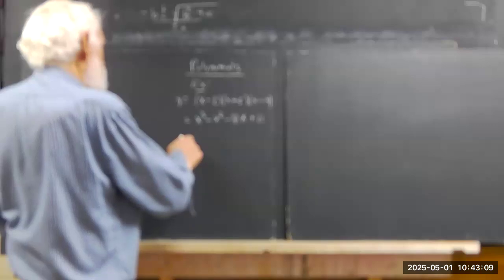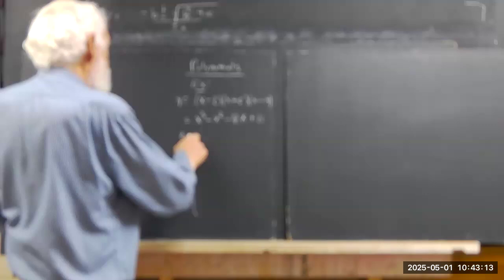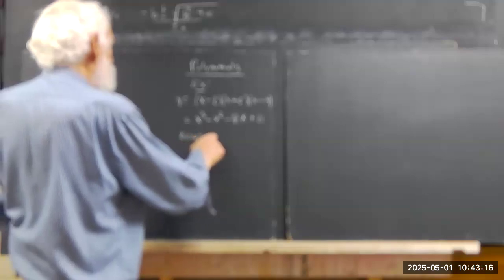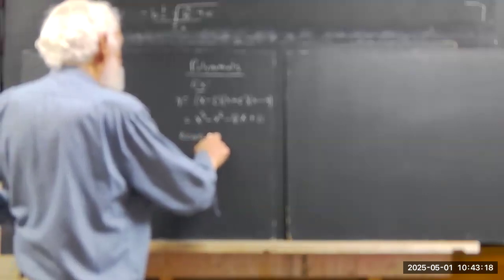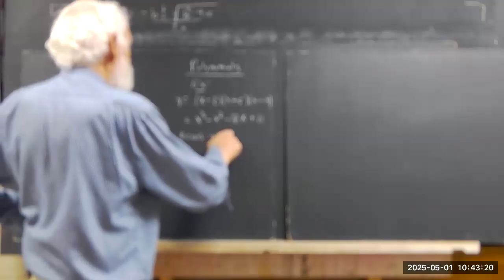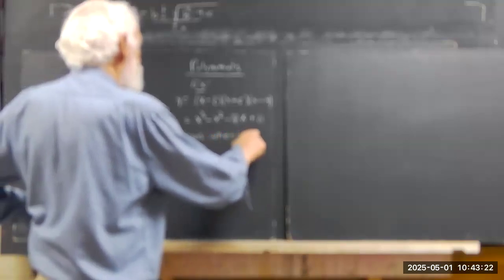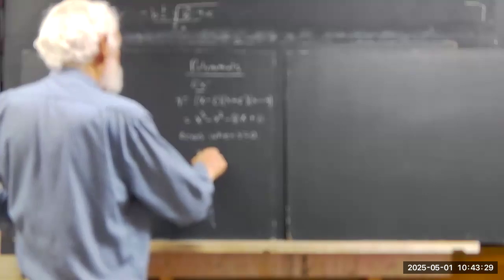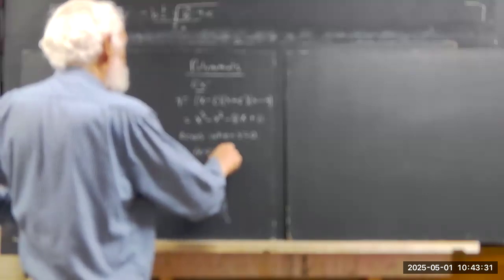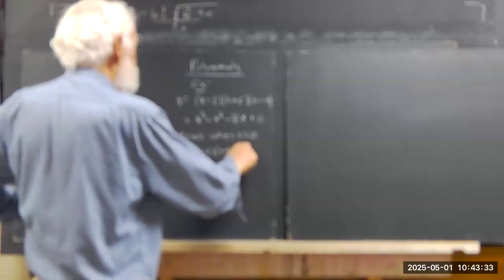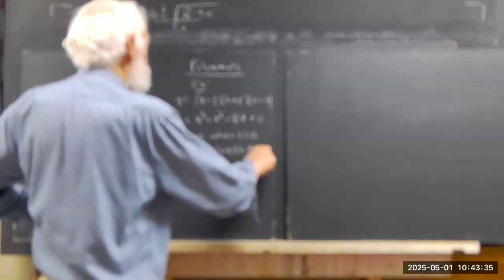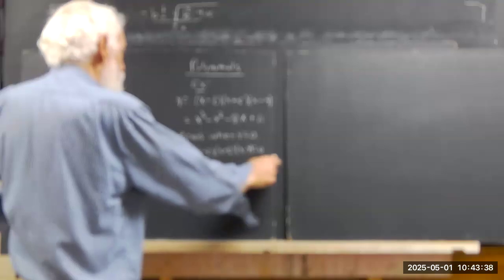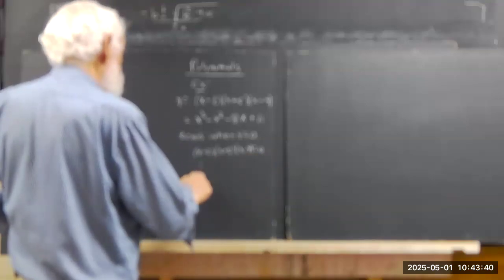So zeros and y equals 0. So that means x minus 2 times x plus 5 times x minus 4 equals 0. And that's going to be true if x minus 2 equals 0.